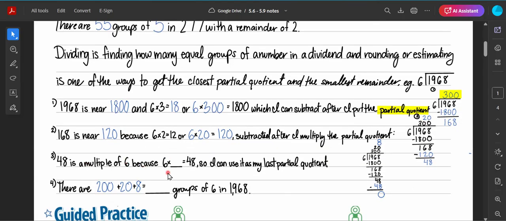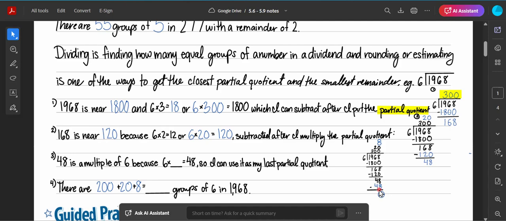48 is a multiple of 6 because 6 times 8 equals 48. So I can use it as my last partial quotient, and that's why I put an 8 right there. And you'll see 48 minus 48 equals 0. So in this case, we don't have a remainder. So now, the fourth step, there's 300 plus 20 plus 8 equals 328 groups of 6 in 1,968.